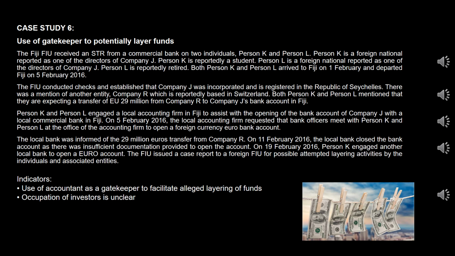On the 5th of February, the local accounting firm requested that bank officers meet with Person K and Person L at the office of the accounting firm to open a foreign currency Euro bank account. The local bank was informed of the €29 million transfer from Company R. On 11th of February, the local bank closed the bank account as there was insufficient documentation provided to open the account. On 19th of February, Person K engaged another local bank to open a Euro account. The FIU issued a case report to a foreign FIU for possible attempted layering activities by the individuals and associated entities.